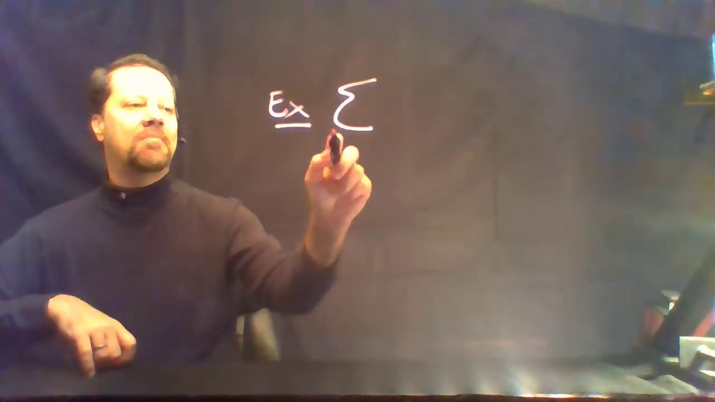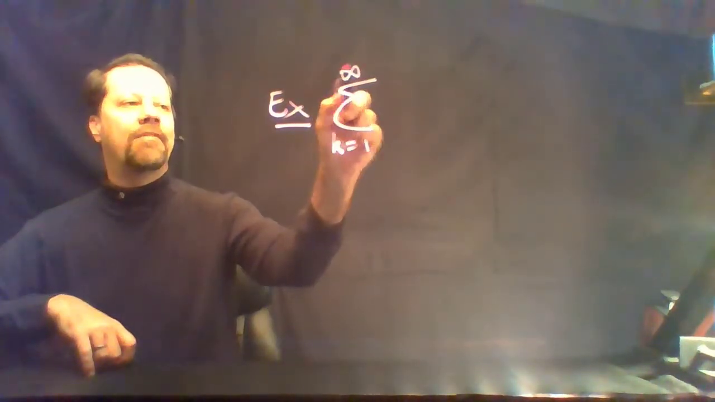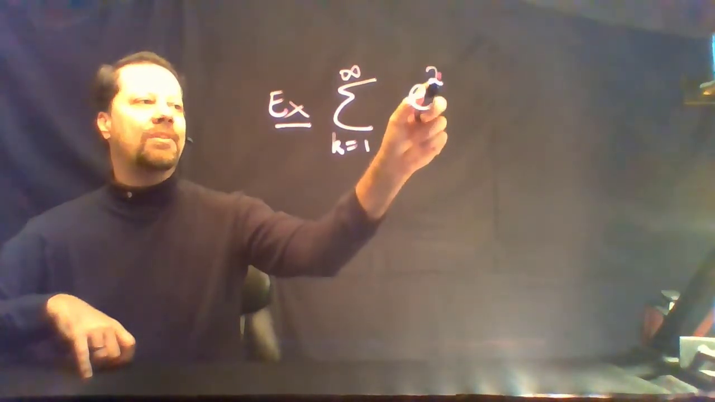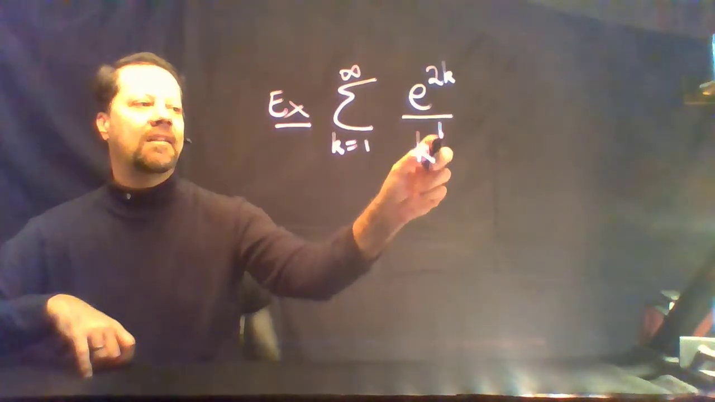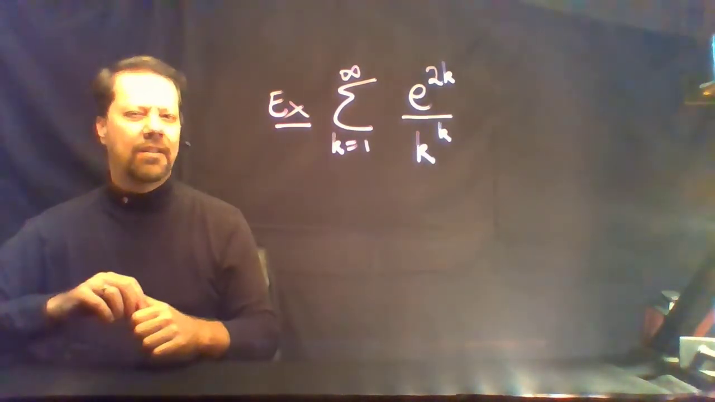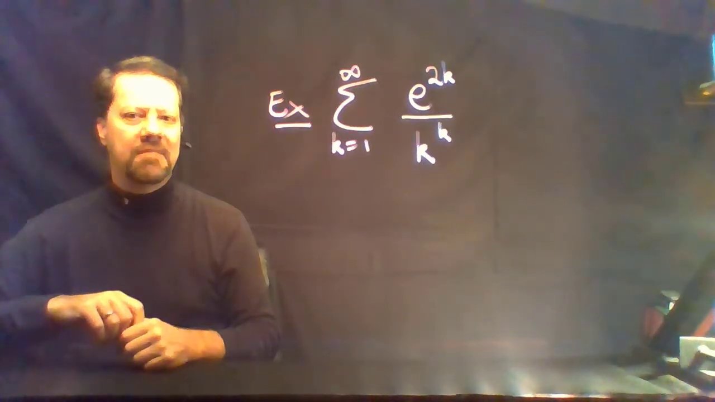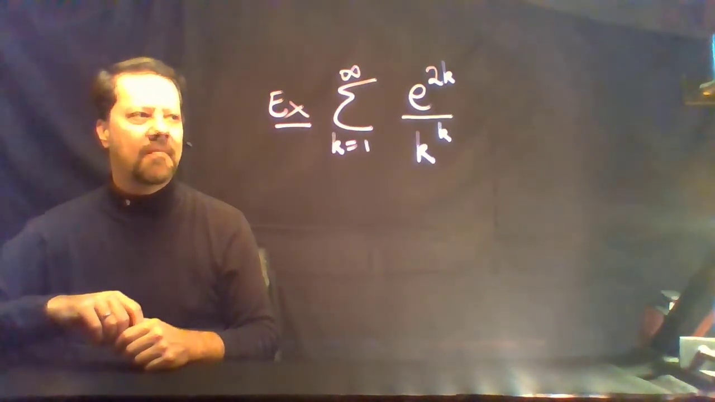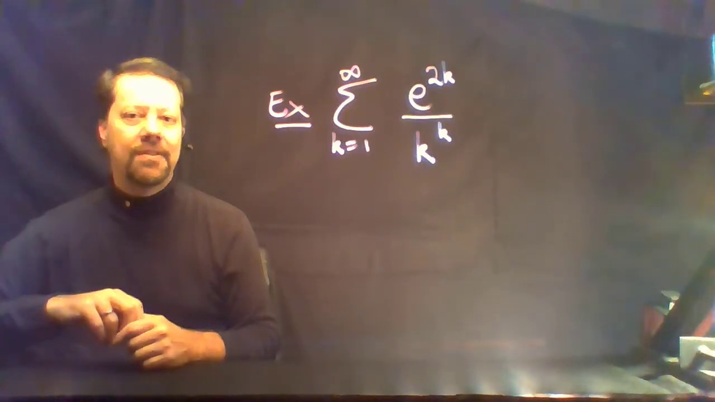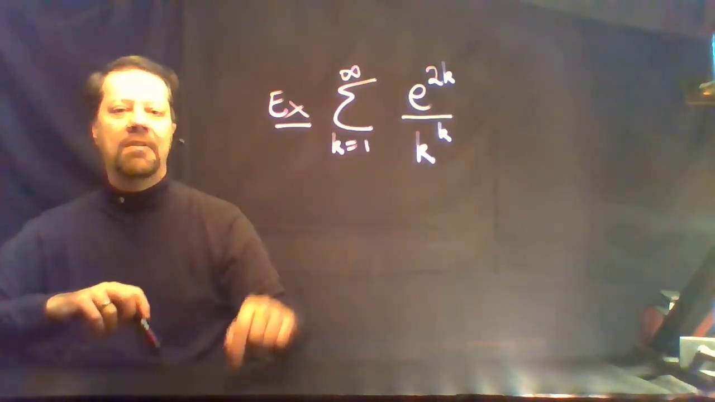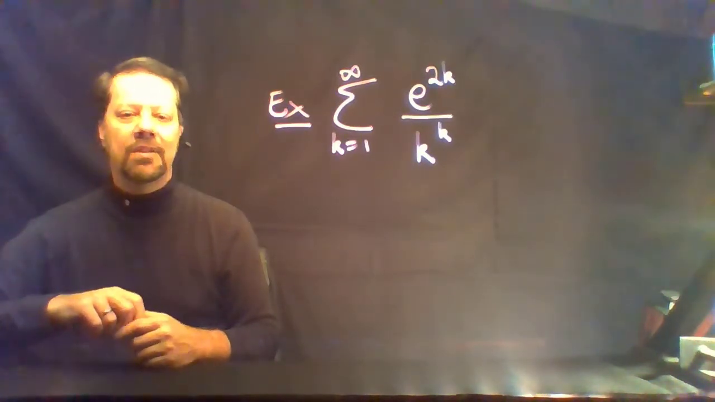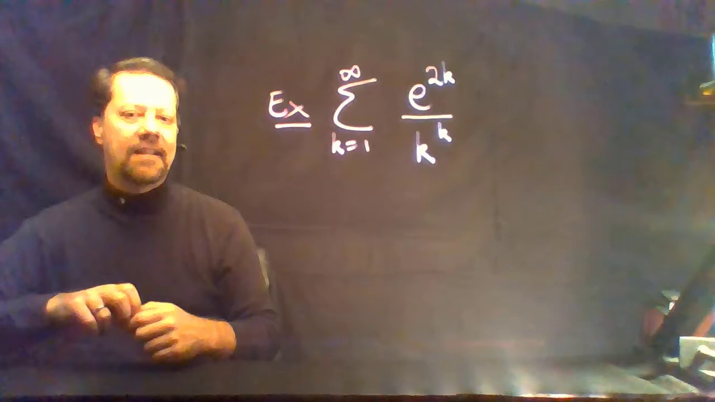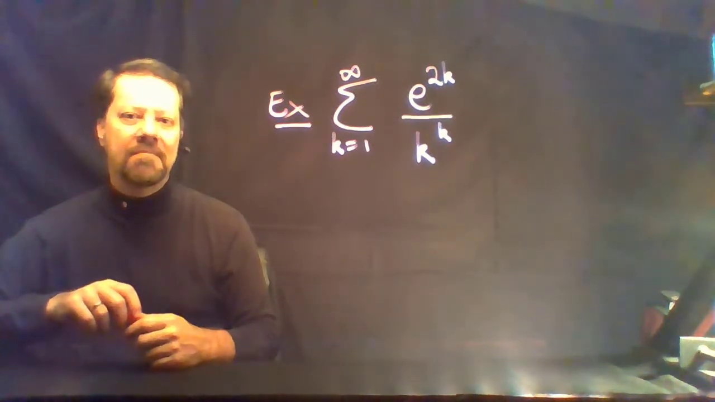Okay, another example. Let's look at the sum as k goes from 1 to infinity of e^(2k) divided by k^k. Converge or diverge? What is your opinion? If you said converge, you are right. K to the k growth is going to beat this exponential growth in the e raised to infinity. The terms will be driven to 0 so quickly that the series will yield a finite sum.